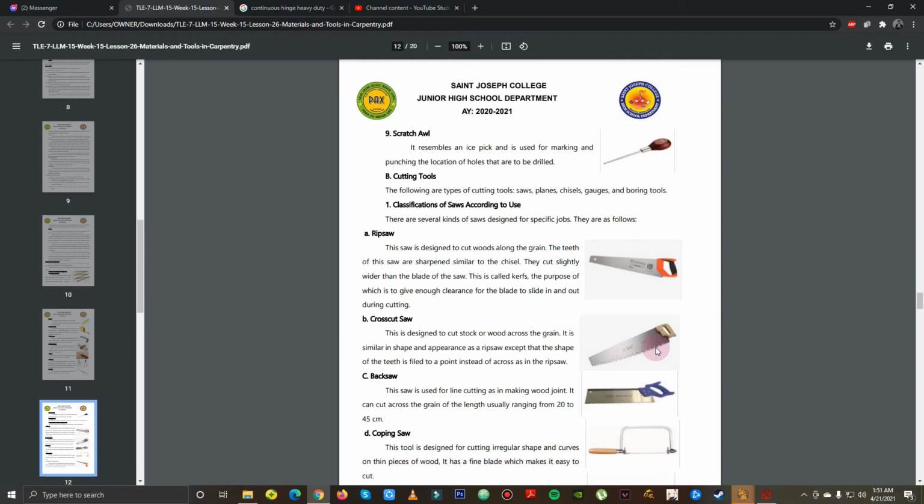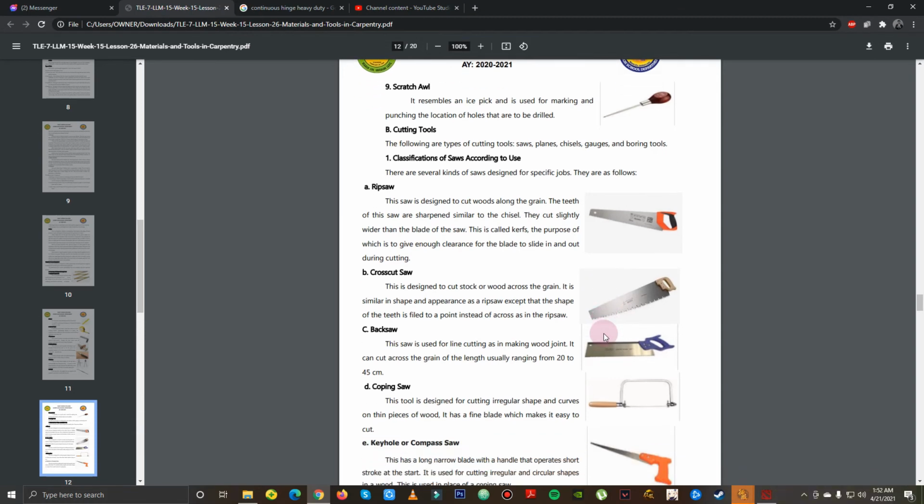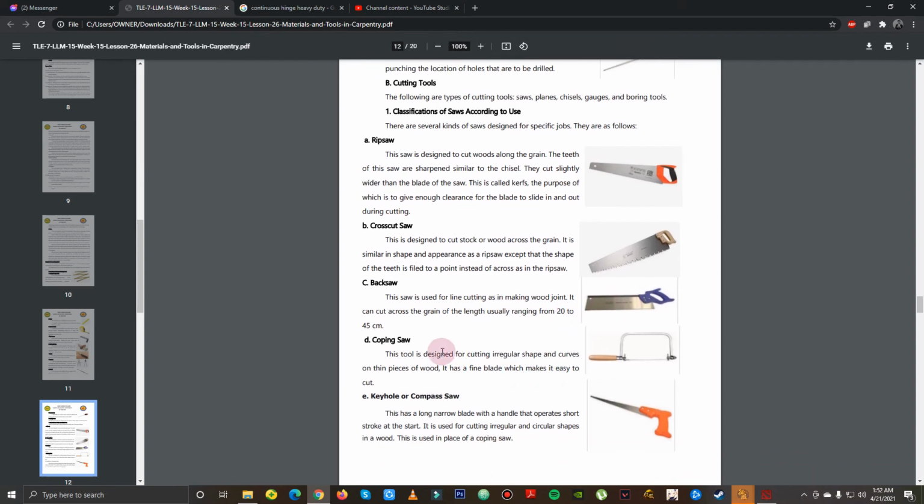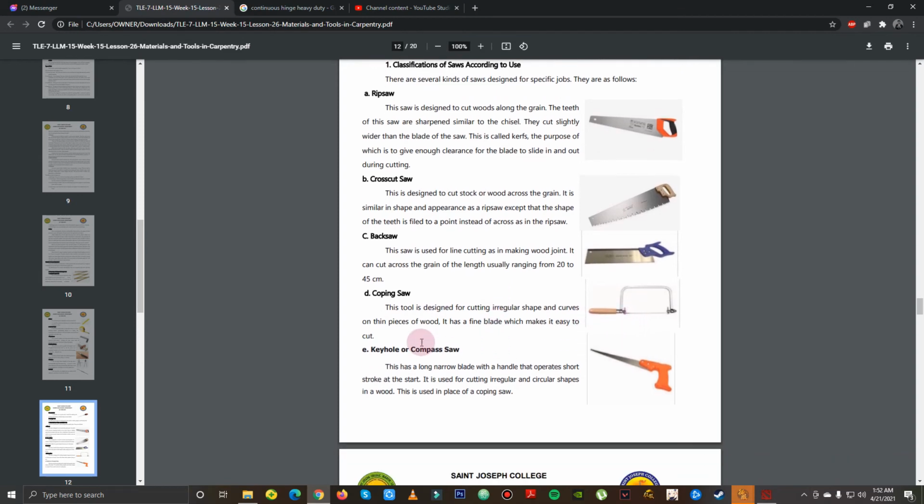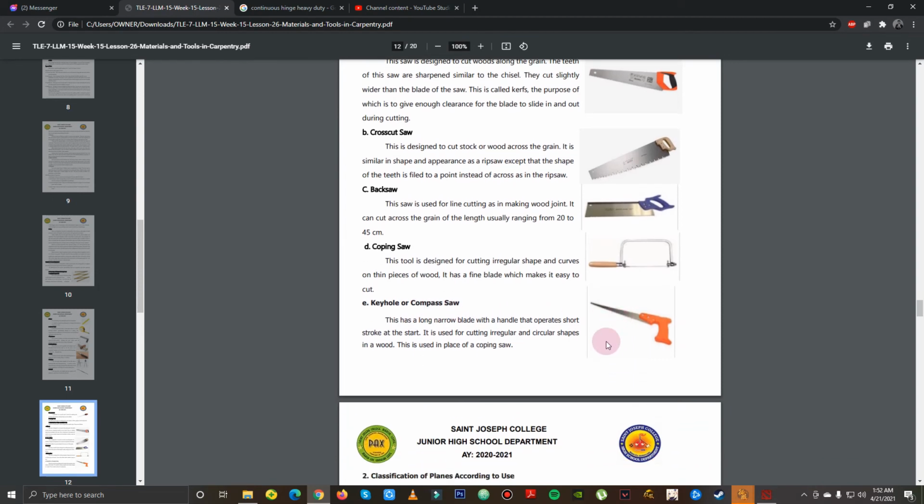Its teeth are different from a common saw like the rip saw. Some of its teeth are deeper, and it looks so dangerous. Next is the back saw. The back saw looks like a blade. Coping saw, this is how a coping saw looks like. Keyhole or compass saw, this is how a keyhole or compass saw looks like.